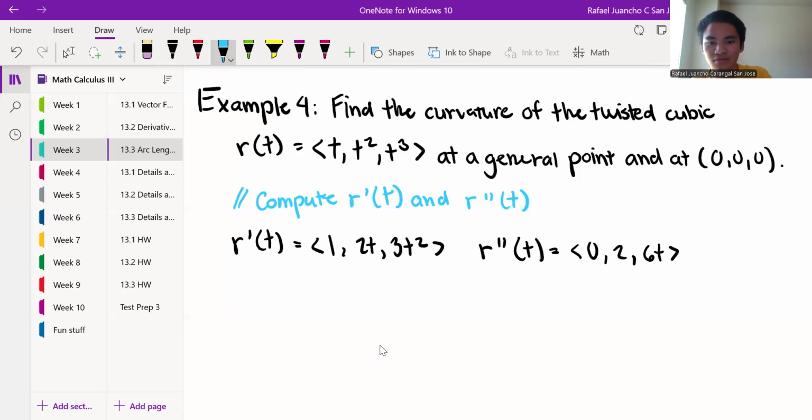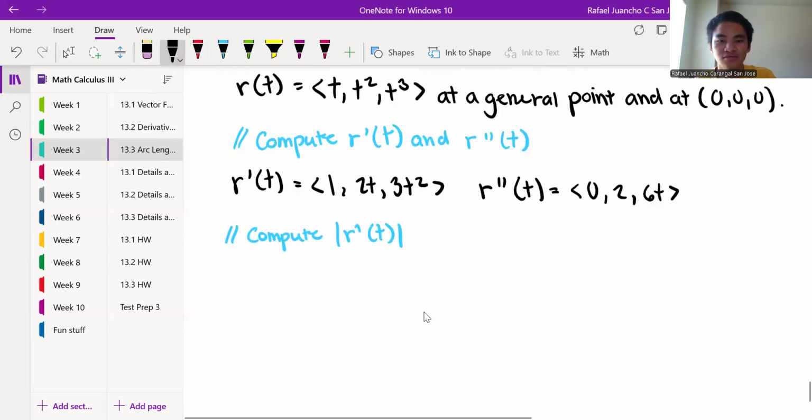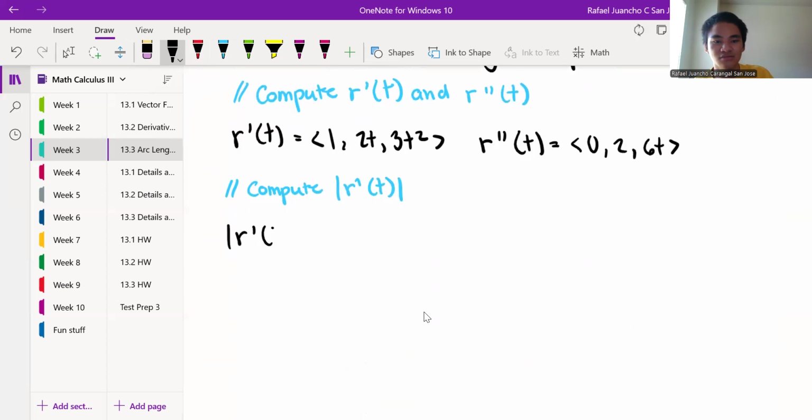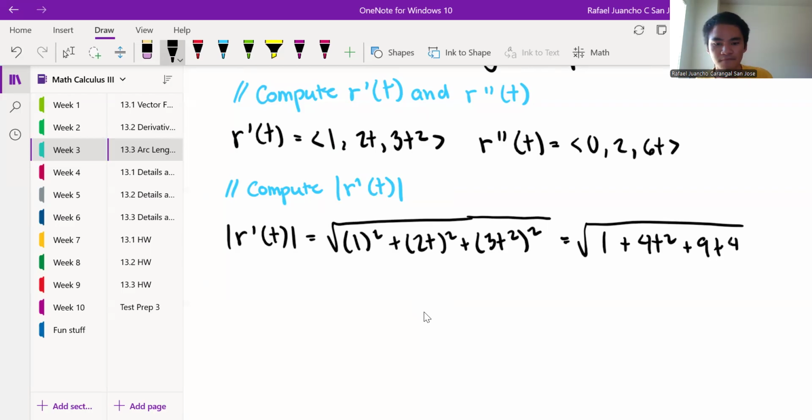And then now maybe, okay, I need to also compute the magnitude of my first derivative. So this thing, and I do a distance formula. So 1 squared, 2t squared, 3t squared. Here I get the distance formula: the square root of 1 plus 4t squared plus 9t to the fourth. Okay.